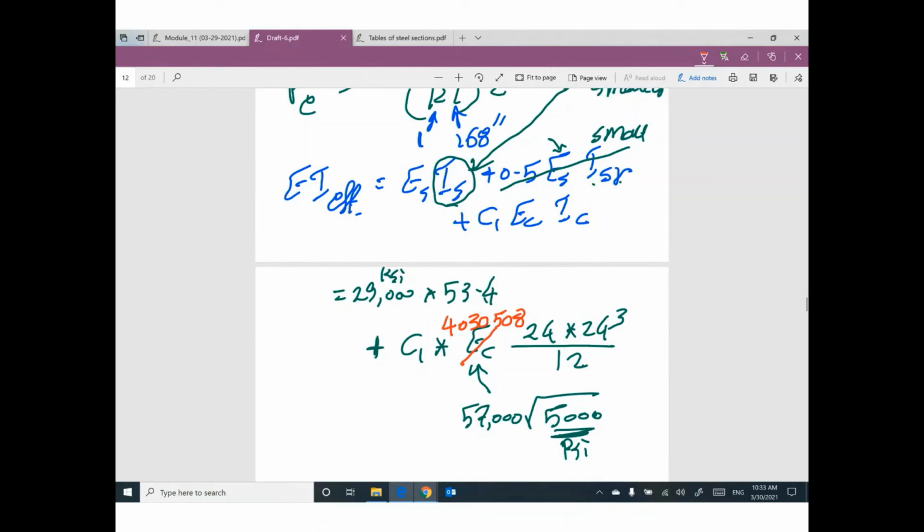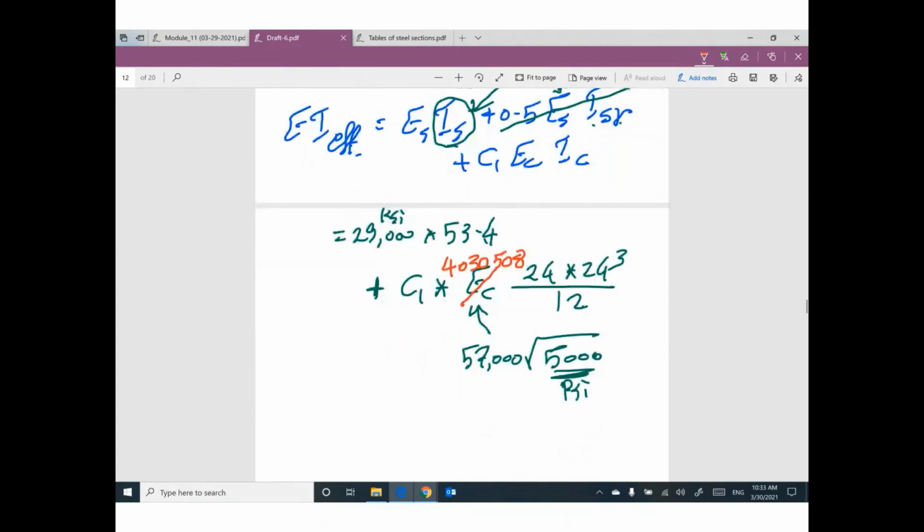So we have a mistake here. Anyway, keep going until we find something else. So the term for 0.5 E steel, I steel reinforcement is neglected.